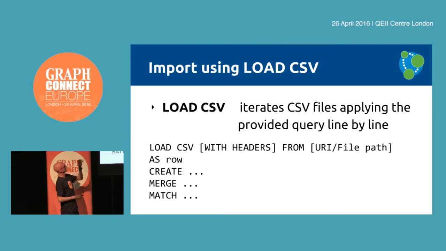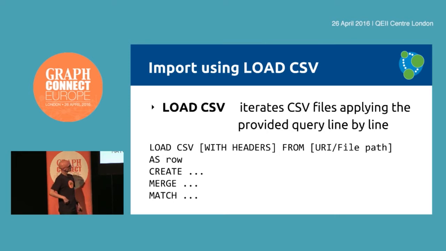Okay, so this is the LOAD CSV tool. It's a command in Cypher, so if you go to your Neo4j browser, you will have it there already. Effectively, it allows us to iterate over a CSV file. We can provide it a URI, or we can provide it a file path. So you can find a CSV on the web and directly load it without even downloading it to your machine.